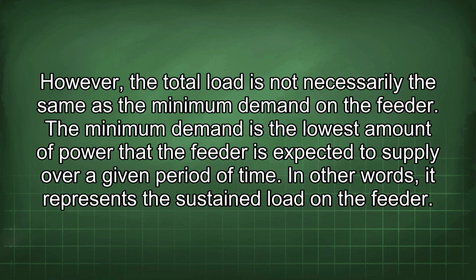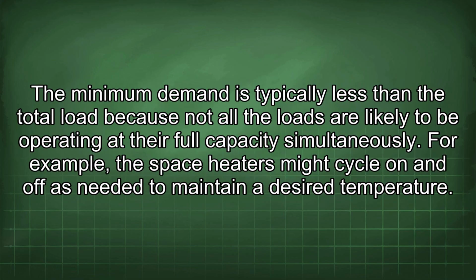However, the total load is not necessarily the same as the minimum demand in the feeder. The minimum demand is the lowest amount of power that the feeder is expected to supply over a given period of time. In other words, it represents the sustained load in the feeder. The minimum demand is typically less than the total load because not all the loads are likely to be operating at full capacity simultaneously. For example, the space heaters might cycle on and off as needed to maintain a desired temperature.